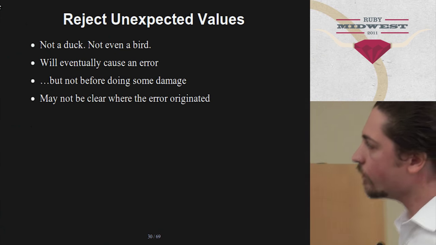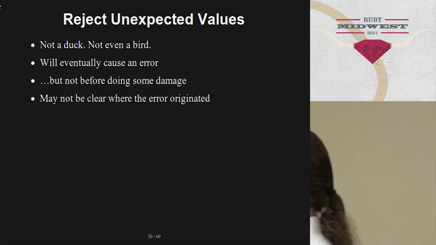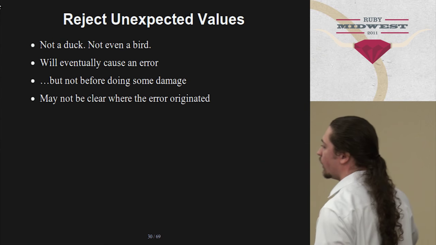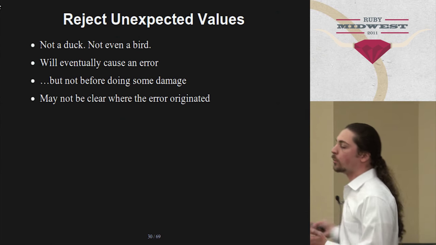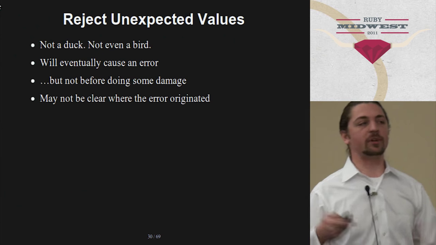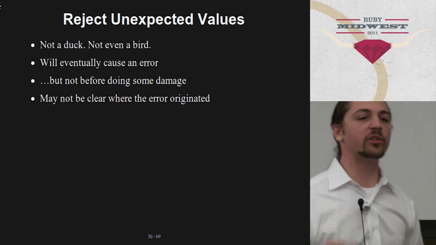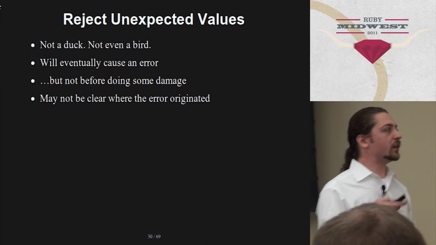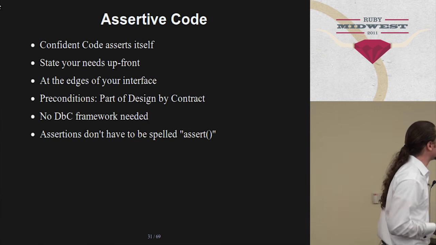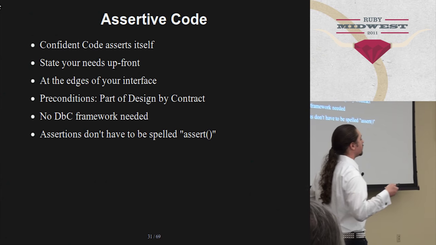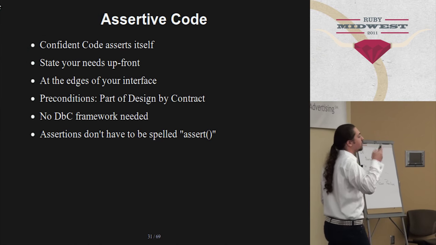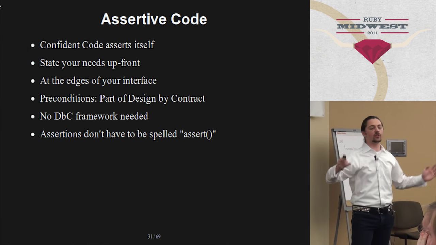Sometimes you have values coming in that you just can't do anything with. They're not a duck, they're not even a bird. Eventually, they will probably cause an error. They'll probably cause some no method error to be propagated out somewhere down the line, but possibly not without doing some damage first. And it might not be clear where that error originated. So to avoid this case, your code needs to be assertive, and it needs to be assertive about what inputs it will accept at the edges of your interface.